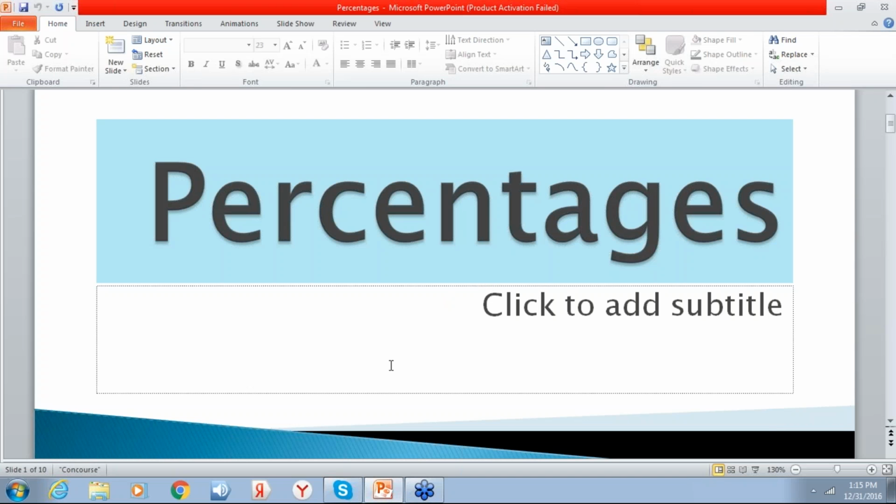In this session we are going to discuss the topic percentages. Percentages is a very important topic in quantitative aptitude. Adequate knowledge in percentages will also be helpful for the topics profit and loss, data interpretation, simple interest and compound interest, and also data sufficiency.